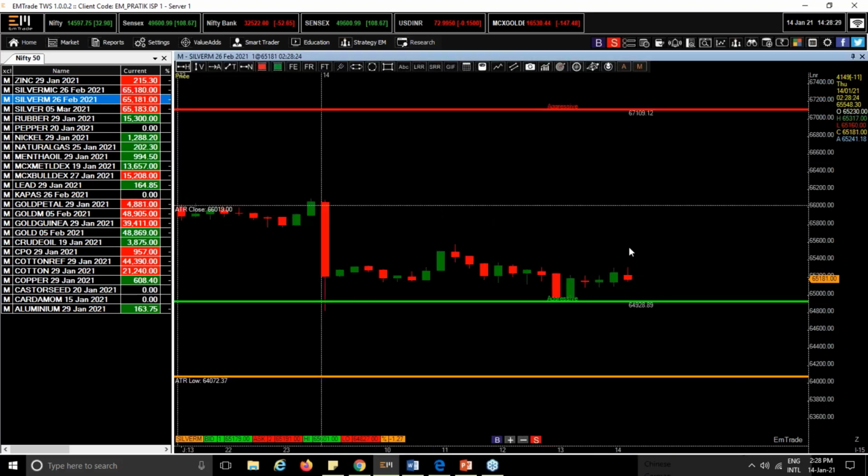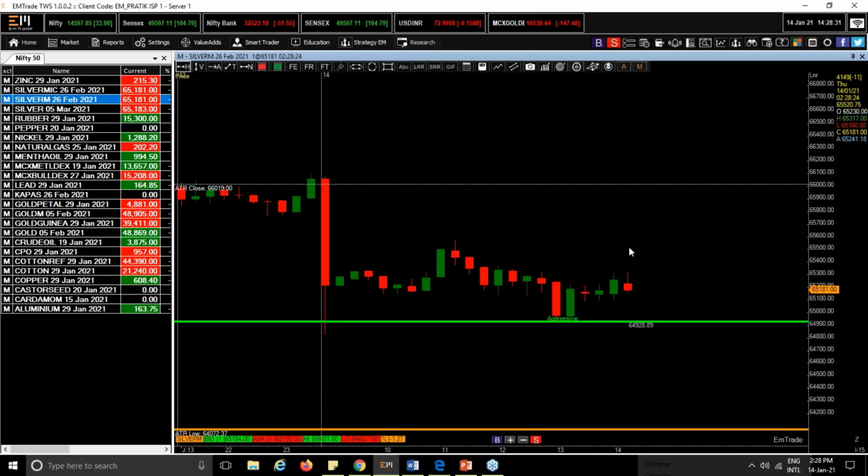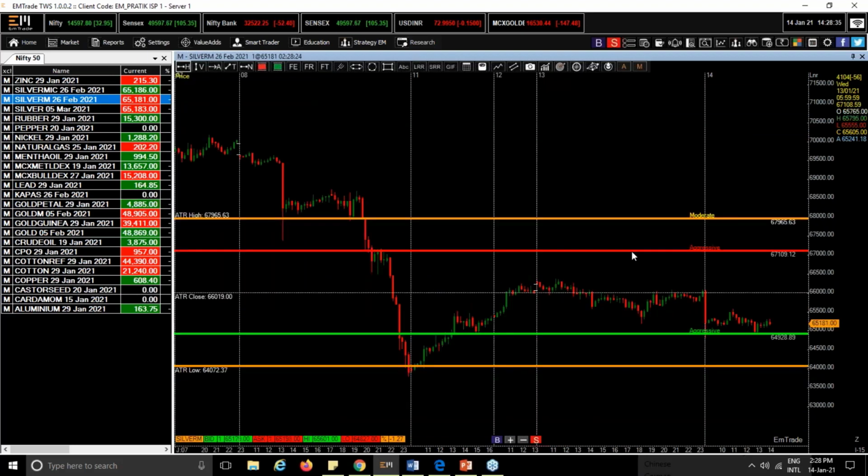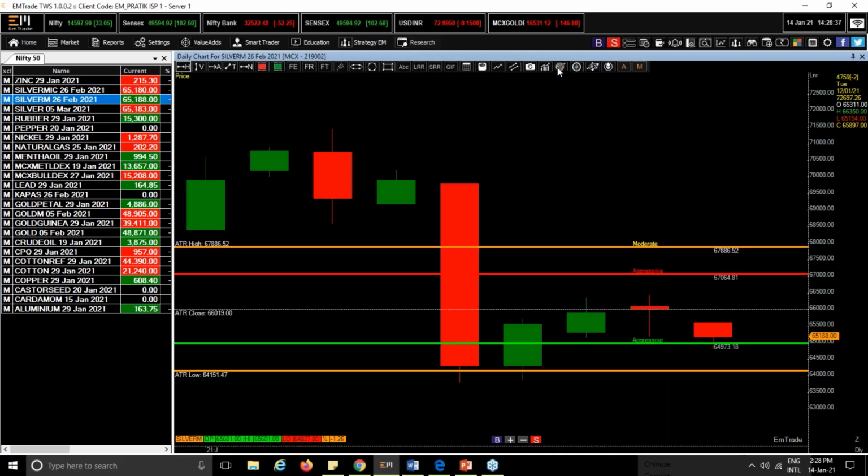So here also we discussed under the silver, the bottom two lines act as your support level, and the upside two levels act as your resistance.